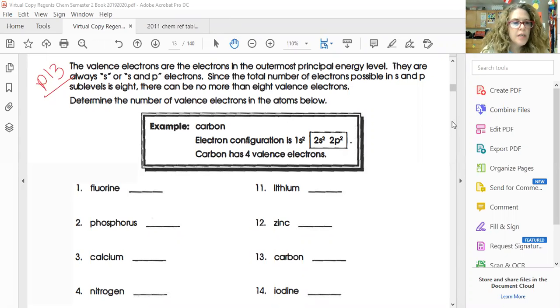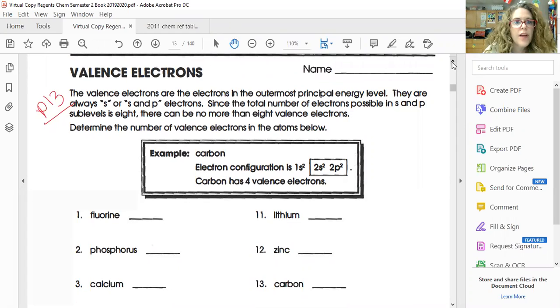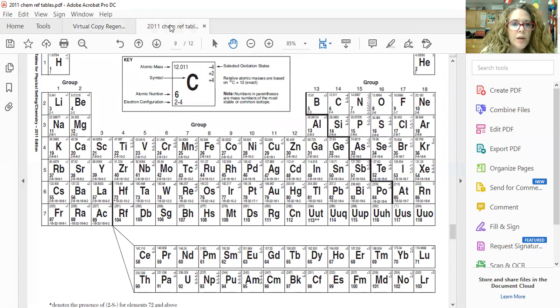All right, so welcome. This is practice page 13 in your notes book, and we're going to talk about valence electrons. Your valence electrons for Regents chemistry are the last number in the electron configuration, and I'm just going to abbreviate that on your periodic table. So I'm going to switch over my screen a bit, and let's go to your reference tables. Here we have the last number, and so carbon has 4 valence electrons.